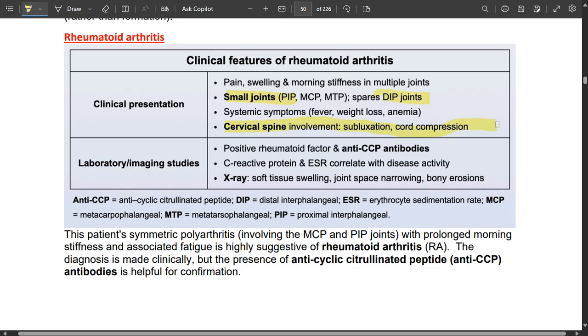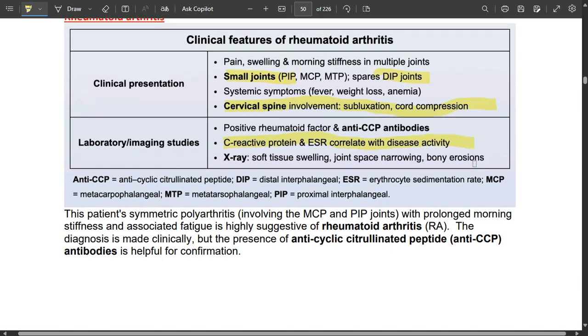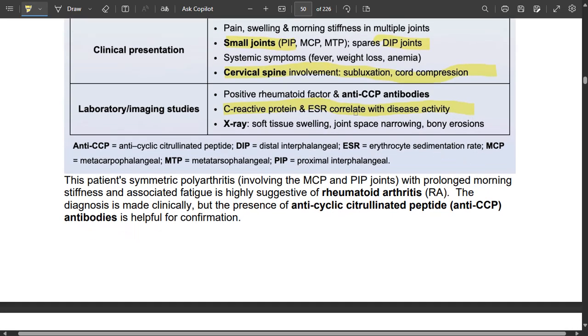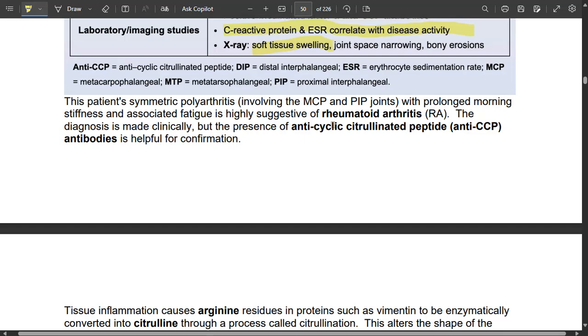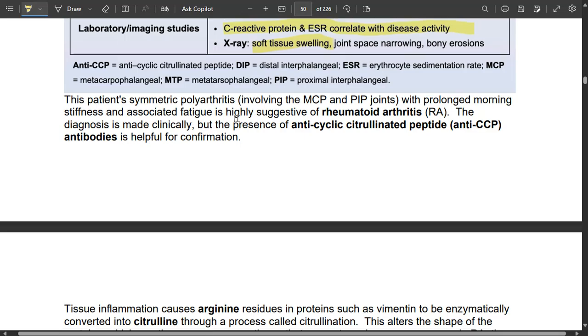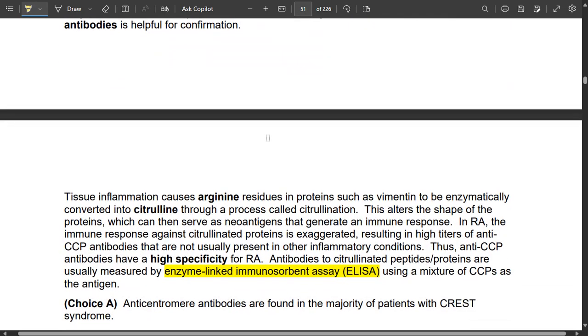In lab and imaging studies, there are positive rheumatoid factor and anti-CCP antibodies. Serologies are correlated with disease activity, and disease activity can be detected by CRP and ESR. Soft tissue swelling can be present. Joint space narrowing and bone erosions are also present. A patient with symmetric polyarthritis involving MCP and PIP joints with prolonged morning stiffness and associated fatigue is highly suggestive of rheumatoid arthritis. The diagnosis is made clinically, and the presence of anti-cyclic citrullinated peptide, anti-CCP antibodies, is helpful for confirmation.